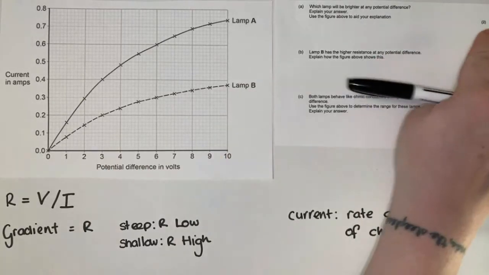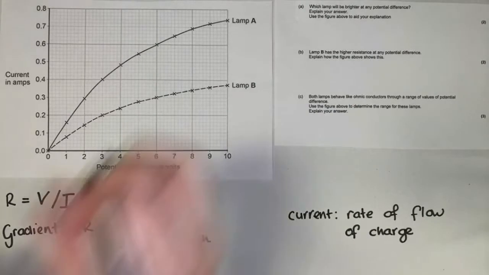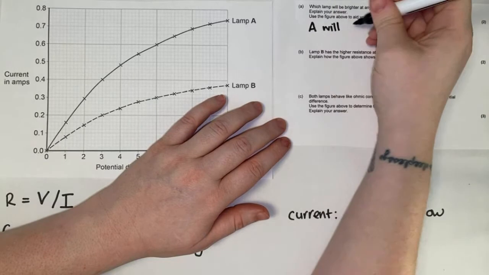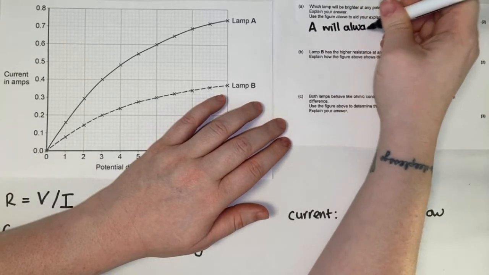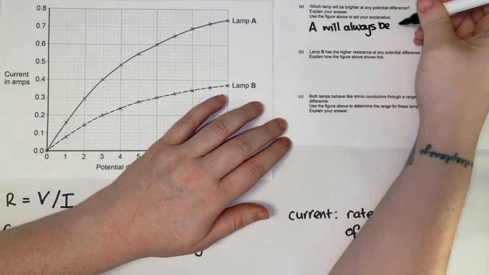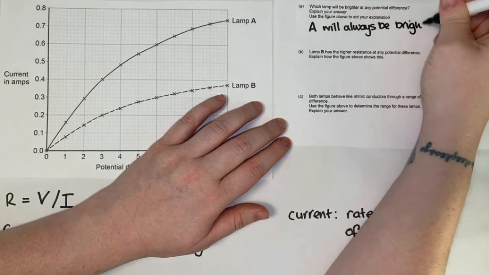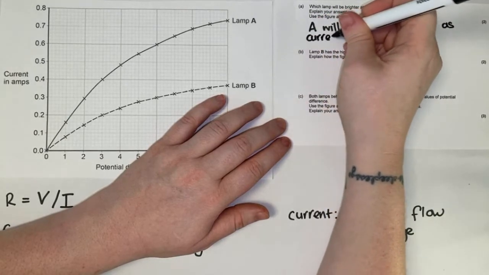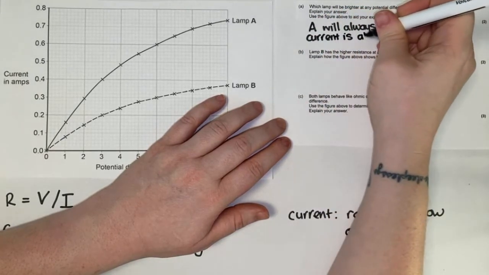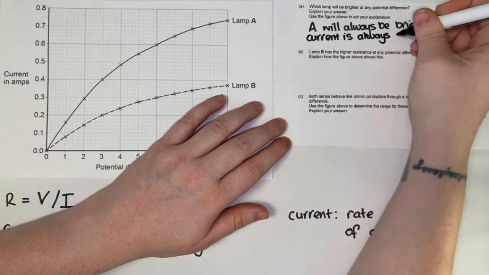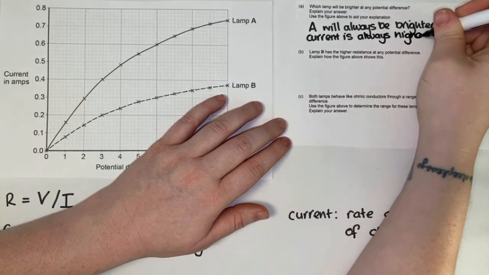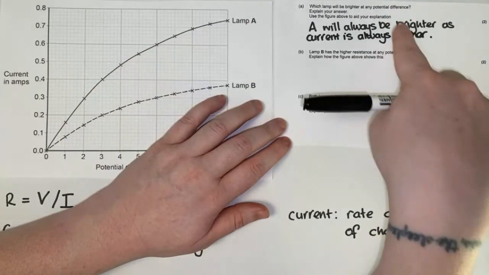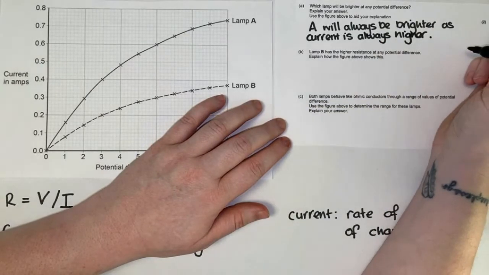So this is a 2-mark question. So what we needed to say is that A will always be brighter, as current is always higher. Okay, so we're referring to the diagram because we're describing why it is. Okay, that's the first marking point.